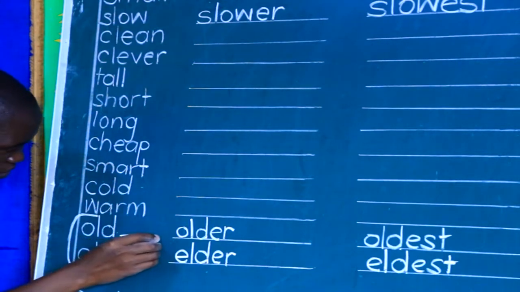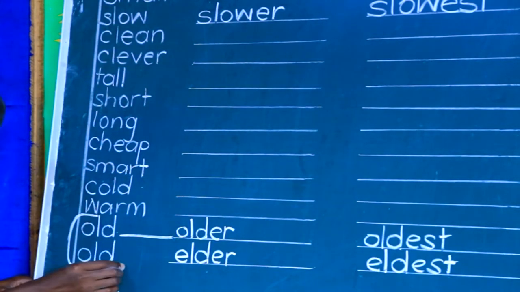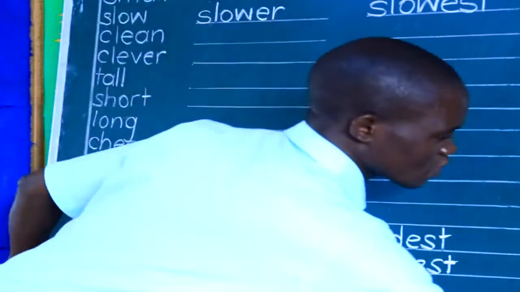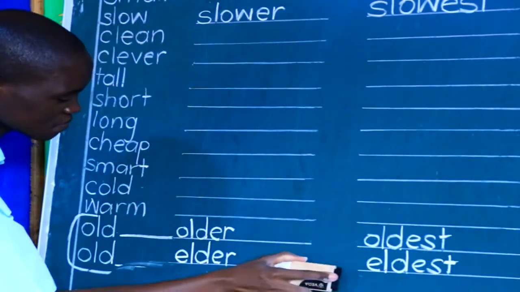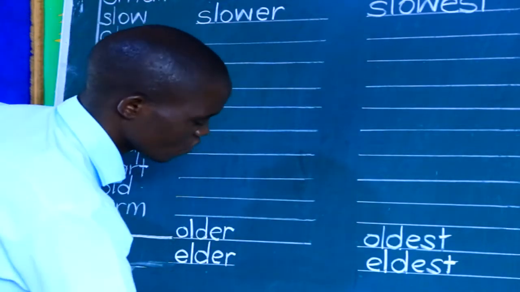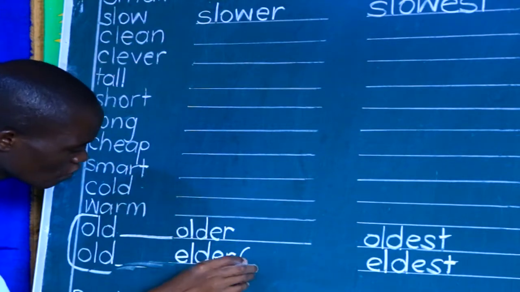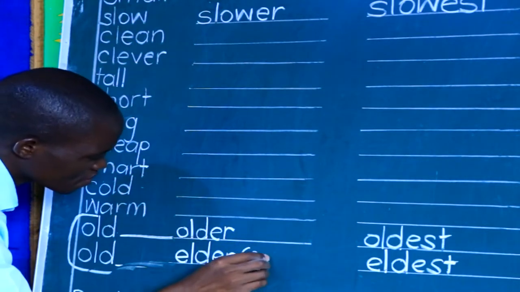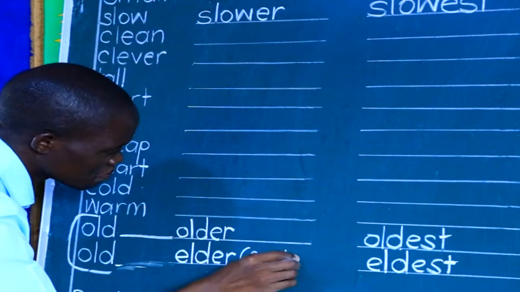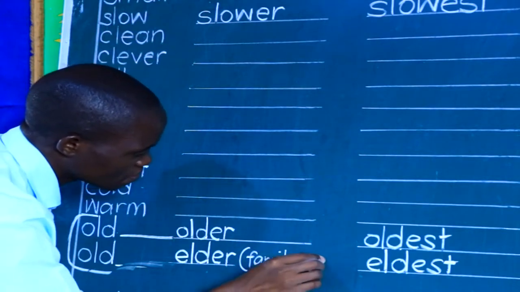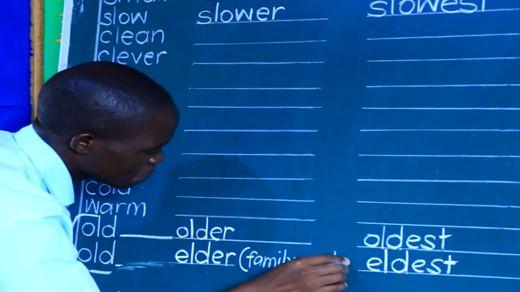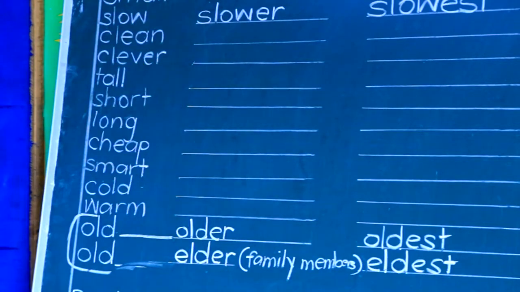I'll write something here. Then here, you only use elder. Let me put what I want to emphasize here. We use elder for family members. In other words, members of the same family. For example, who is your elder brother?